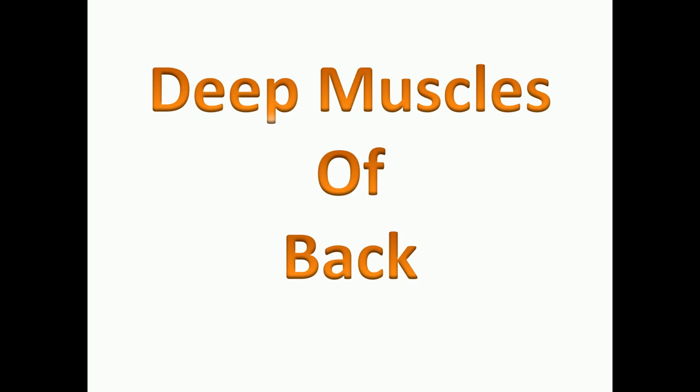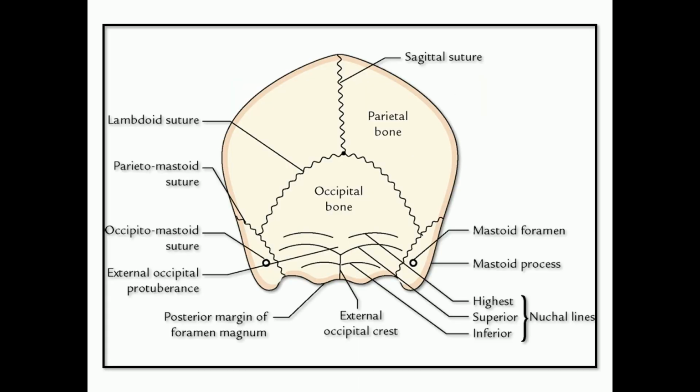Today's topic is the deep muscles of the back. These muscles of the back are arranged in four layers, superficial to deep. Four layers are there, starting from head to bottom, from the back of the neck and then the entire back. So first of all, some anatomical landmarks you have to remember.